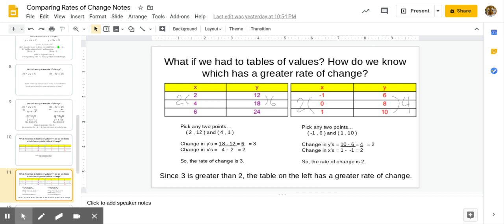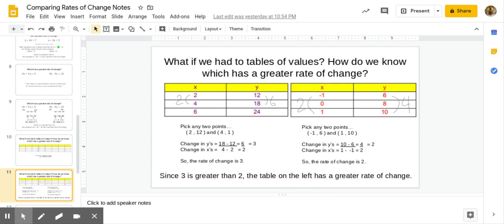So as you look at your y values from 12 to 18 and then again from 18 to 24, those are changing by 6. Our x values are changing from 2 to 4 to 6, which is changing by 2 each time. So the change in 6 over the change in 2 would be a 3, and therefore our rate of change would be 3.